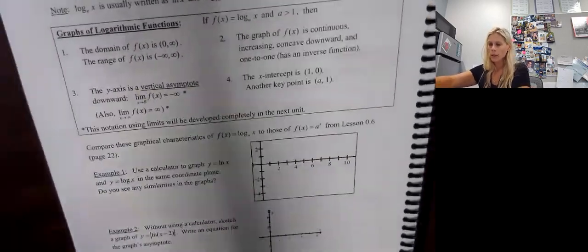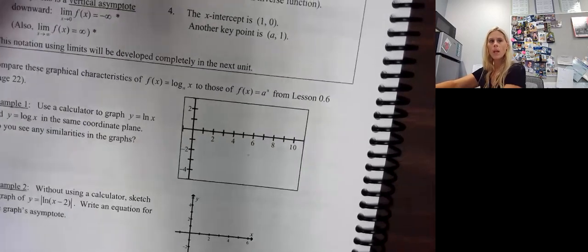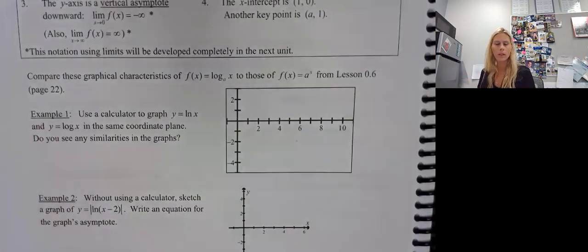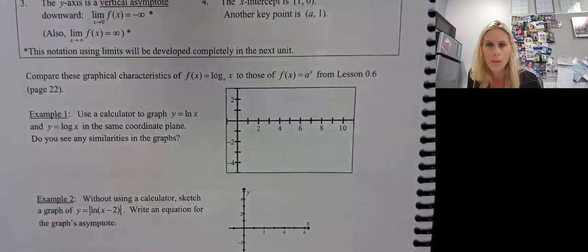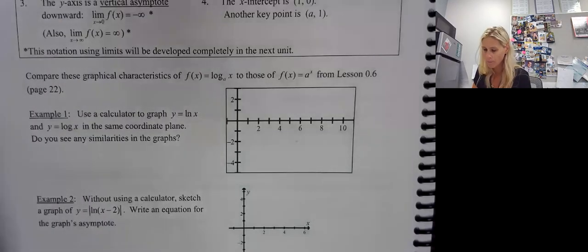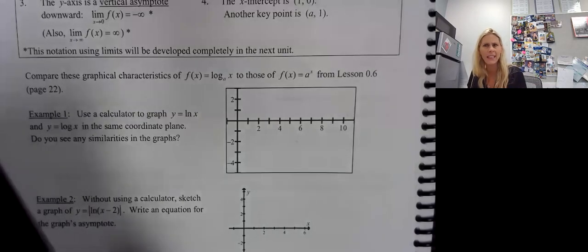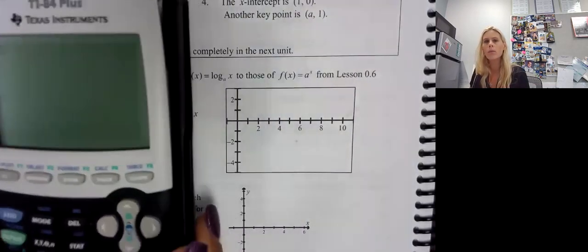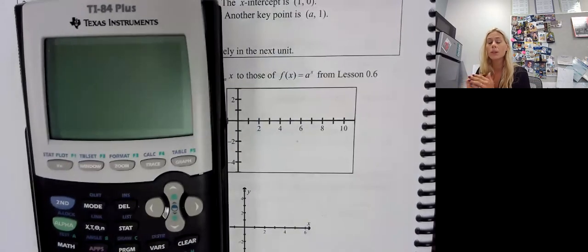So let's look at some of these graphs, okay? We're going to compare log base a of x to f of x equals a to the x. So for this example, use the graphing calculator: y equals ln of x and log in the same coordinate system. We're going to see if there's a difference. Those of you with the TI-84 CE Plus or whatever it is, it will be more obvious because you can graph them at the same time with different colors.